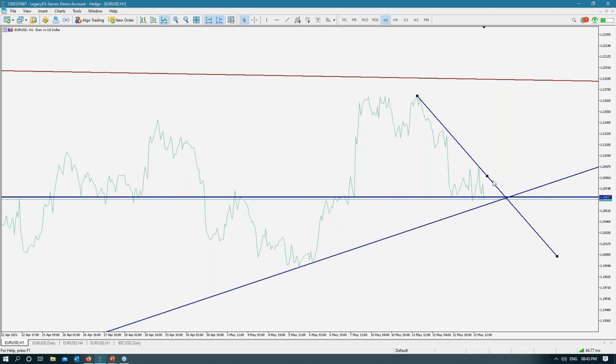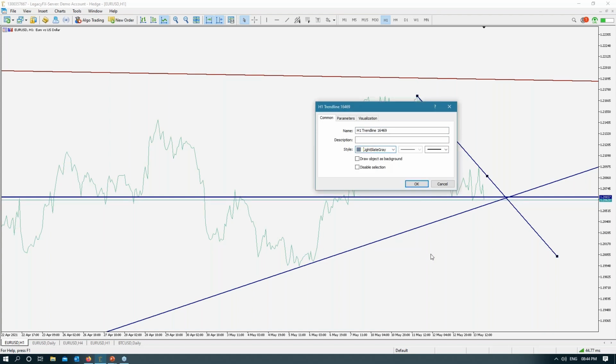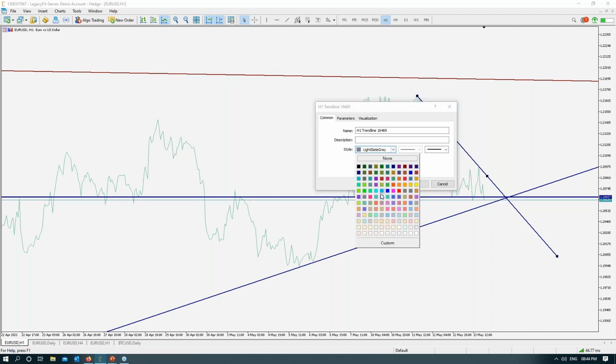1, 2, 3, that's fine. Now we have to decide our color. Okay, let's see, what color do we want? Let's do something that doesn't interfere when we open a trade. Grayscale, nah, it's too subtle.